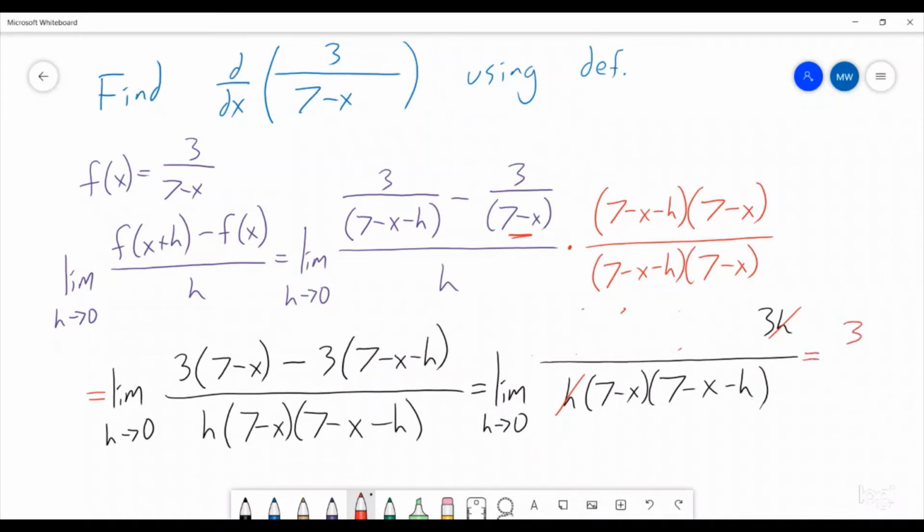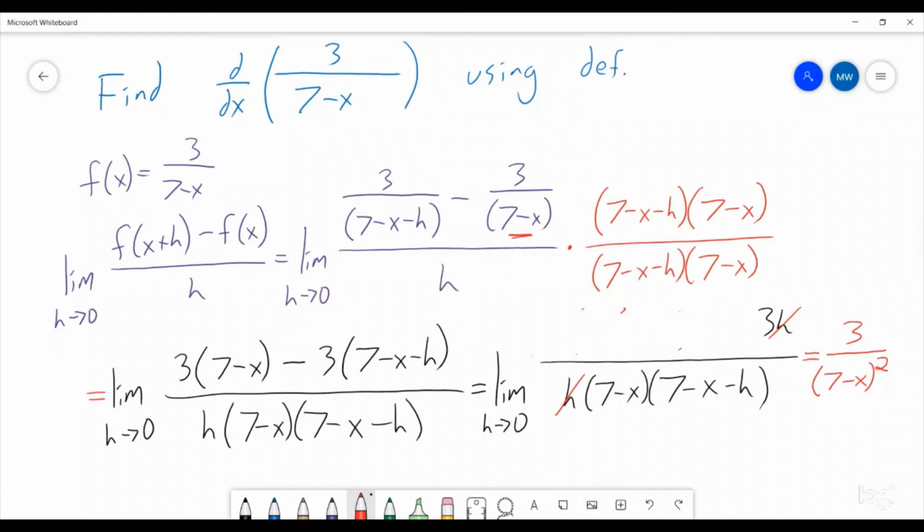And we get 3 divided by 7 minus x times 7 minus x minus 0, so this is 2 of those. The answer is 3 divided by 7 minus x squared. And we can check that using the quotient rule, and everything works out exactly as we'd hope, and that is going to be our answer. Now it's important, don't use the quotient rule on this when it asks you to use the definition. You can use it on your scratch paper to check, but that is not using the definition, so you have to go through and use this limit definition to find it.